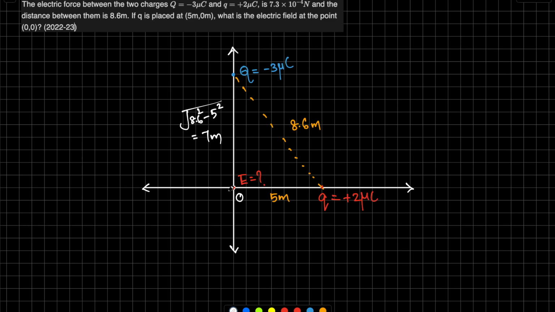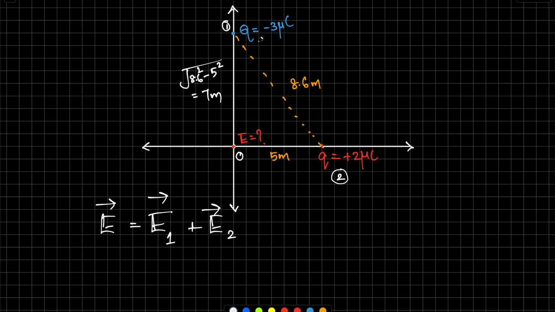So we have two charges. The total electric field at the origin E is due to charge number 1. Let's call this charge number 1. Let's call this charge number 2. Electric field due to charge number 1 plus electric field due to charge number 2. Let's find the electric field of charge Q at the origin. The magnitude of the electric field of the first charge is equal to, the equation is kQ over r square, where k is 9 times 10 to the power of 9, Q is the capital Q, which is 3 microcoulomb.